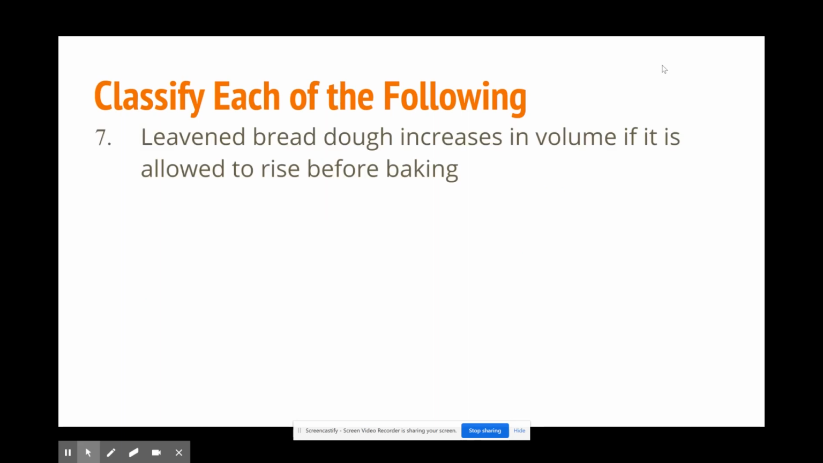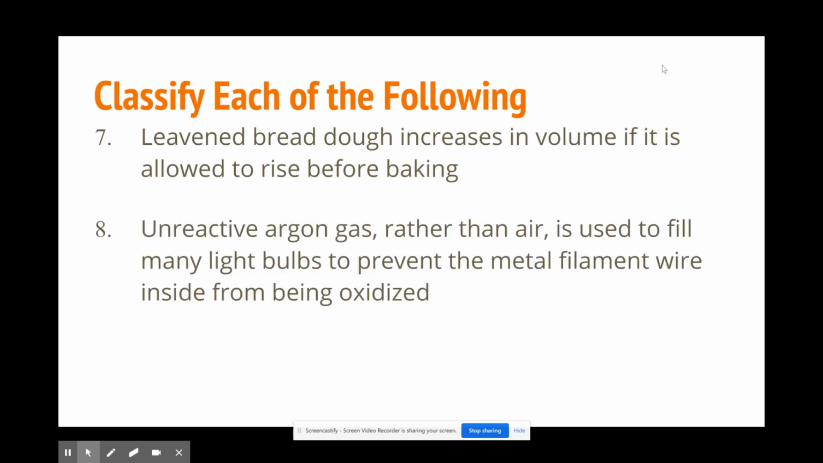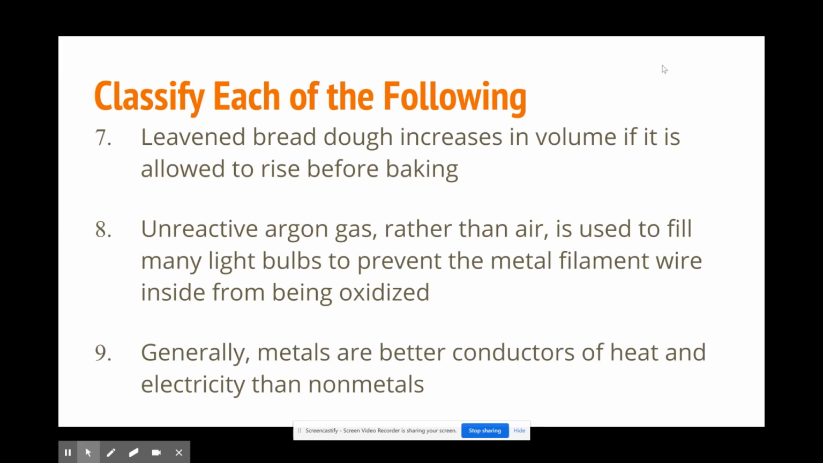Leavened bread dough, so that means dough with yeast, increases in volume if you let it rise. Unreactive argon gas, used to fill light bulbs because it prevents the filament from rusting or oxidizing. And then lastly, metals are good conductors of heat and electricity more than nonmetals.